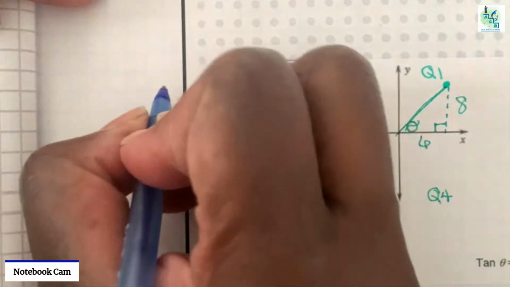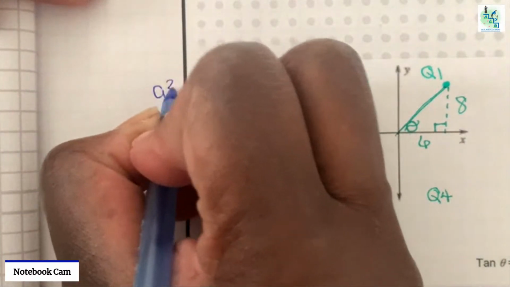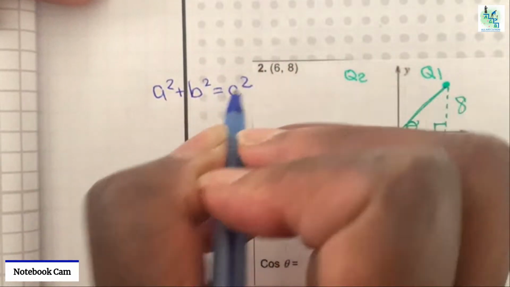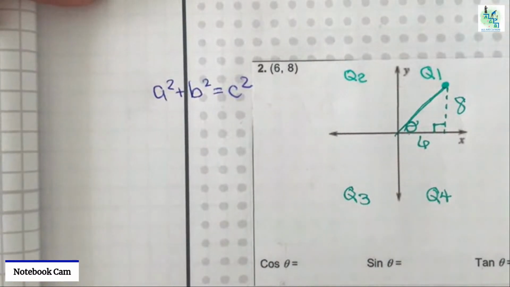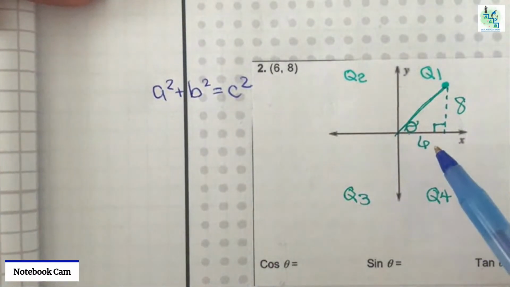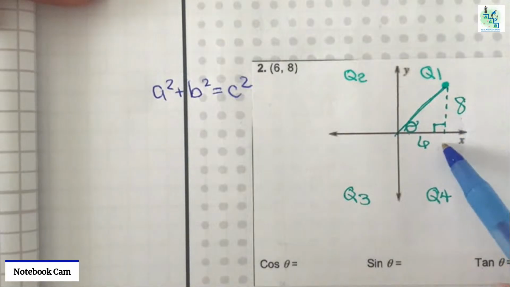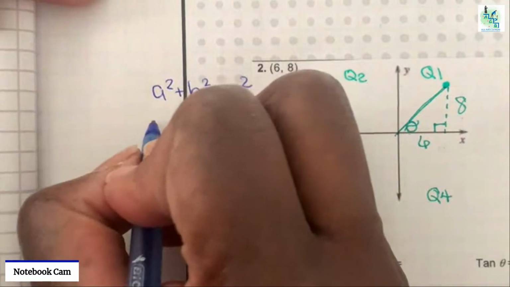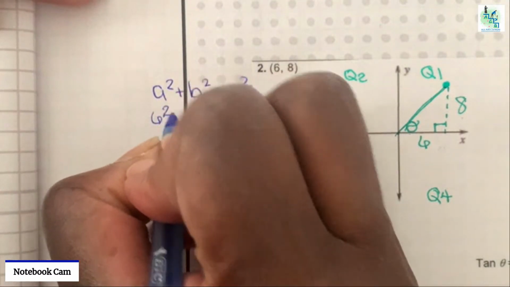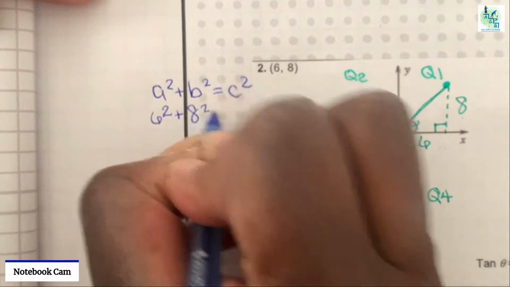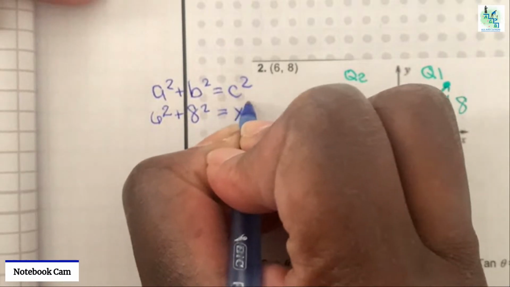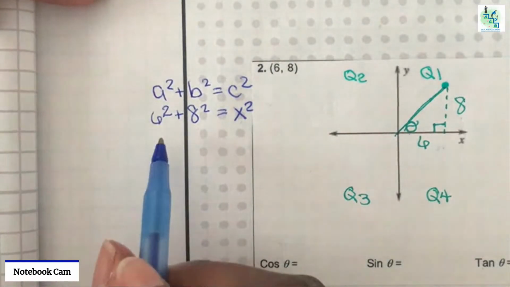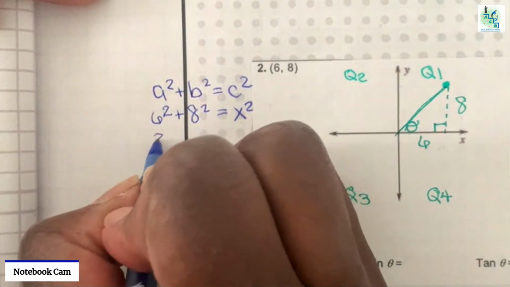So again, we have our a squared plus b squared equals c squared. And there are going to be pieces missing, but we just have to fill it in. Remember, your two legs are interchangeable, so it doesn't matter which one's A and which one's B. All right? So I'm going to say 6 squared plus 8 squared equals my x squared, or c squared. All right? So 6 squared gives us 36.